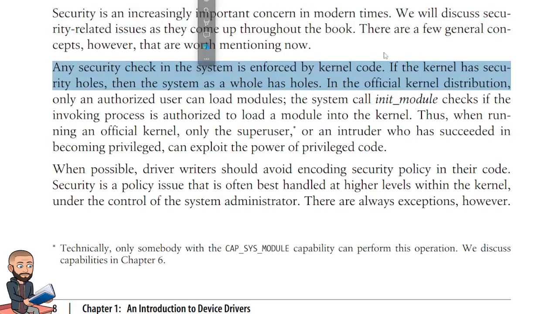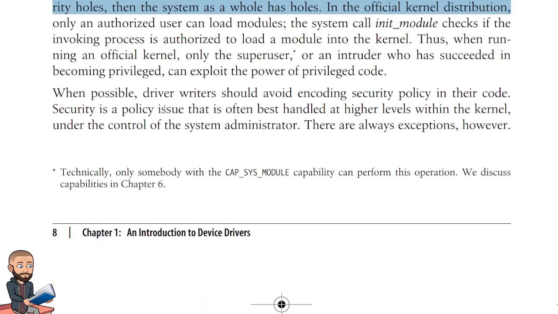Any security check in the system itself is enforced by kernel code. If the kernel has security holes, then the system as a whole has holes. In the official kernel distribution, only an authorized user can load modules. The system call init_module checks if the invoking process is authorized to load a module into the kernel. Thus, when running an official kernel, only the super user, or an intruder who has succeeded in becoming privileged, can exploit the power of privileged code.